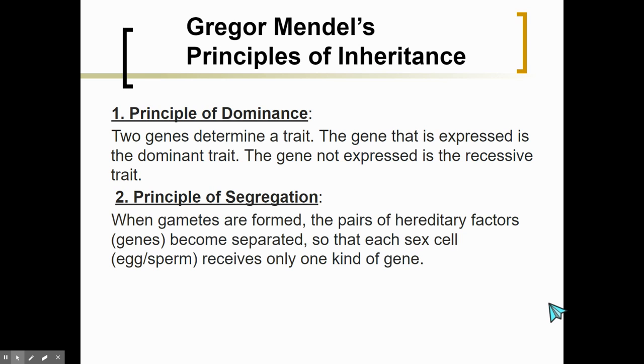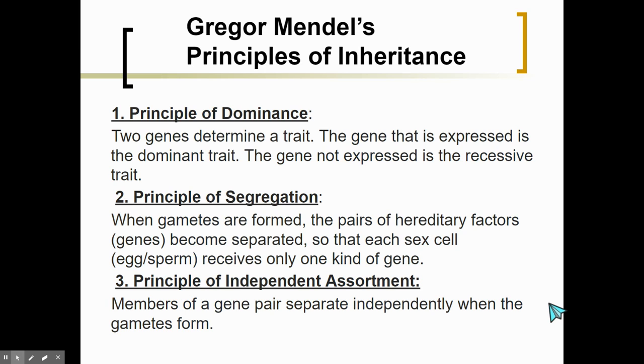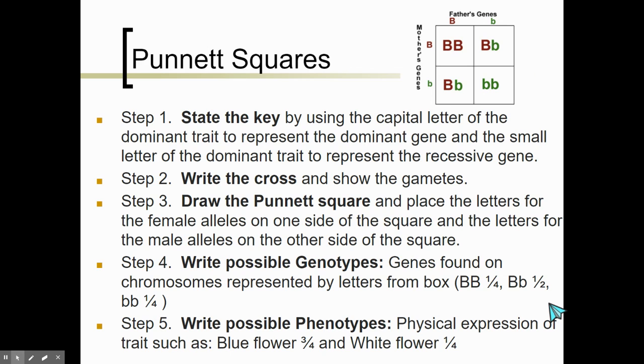The principle of segregation. When gametes are formed, the pairs of hereditary factors, genes, become separated so that each sex cell, egg and sperm, receives only one kind of gene. Okay? So this is how you get half your traits from your mom, half your traits coming in from your dad. And then the principle of independent assortment. Members of a gene pair separate independently when the gametes form. So this is how you get one allele for this, one allele for that.